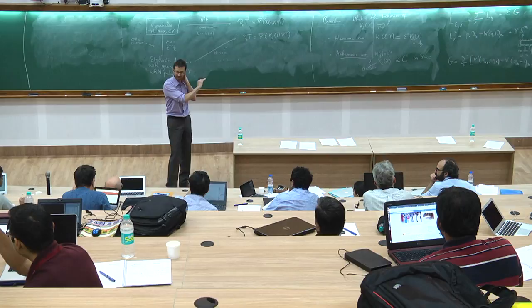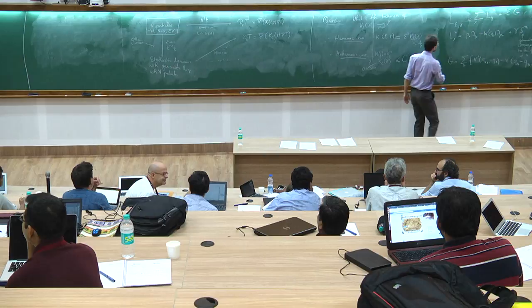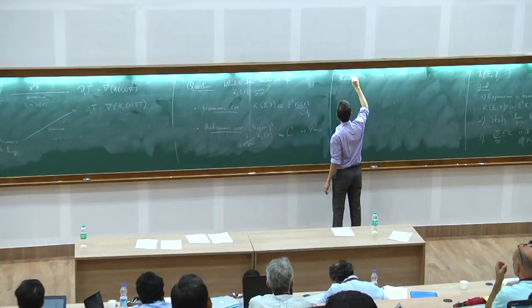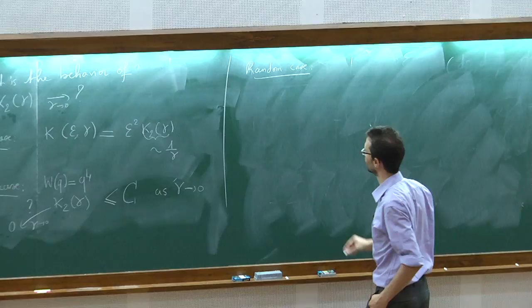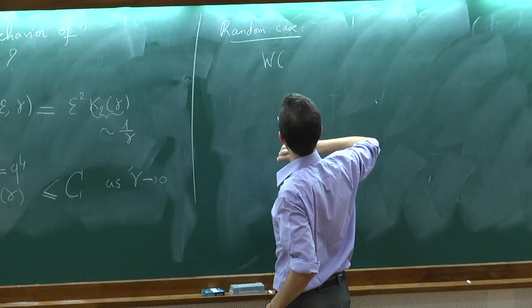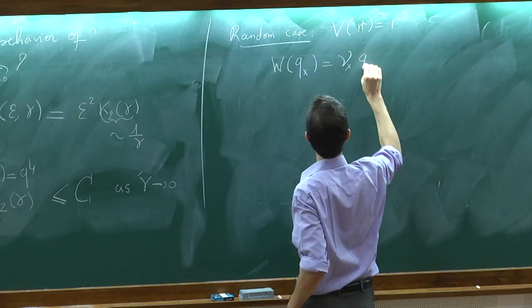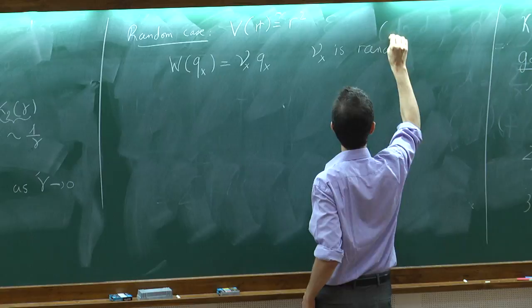I will conclude with the random masses case. Now, there is a last case that we are able to do, which is a case where you have some random pinning. Random case. So now what we do is that on each cell, the potential W is quadratic. The V, the interaction potential, is also quadratic. And W of q_x is equal to nu_x q_x squared, where nu_x is random, and strictly positive, bounded by some constant.